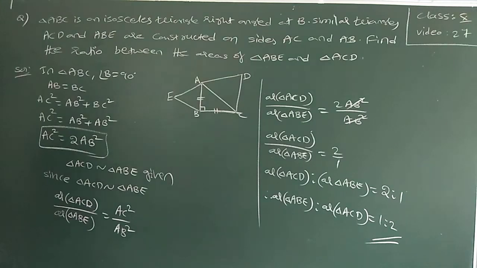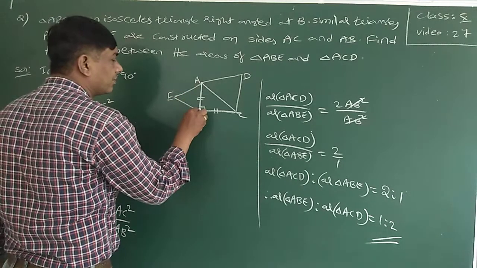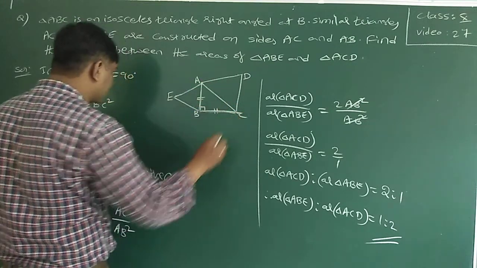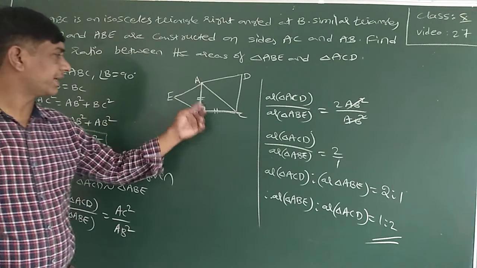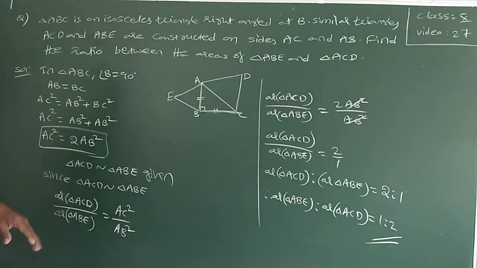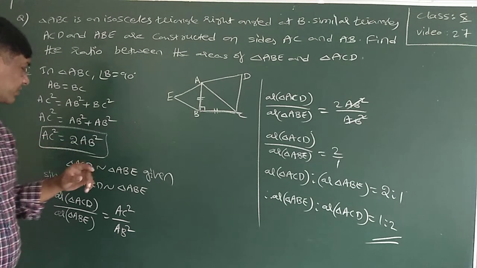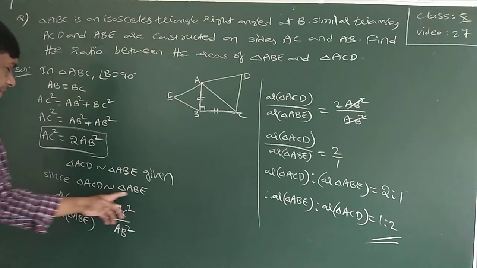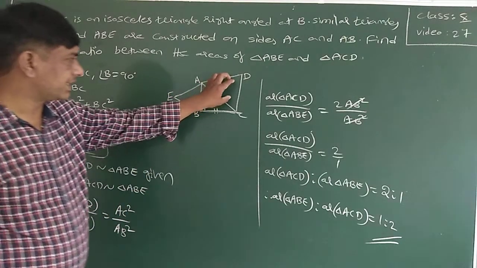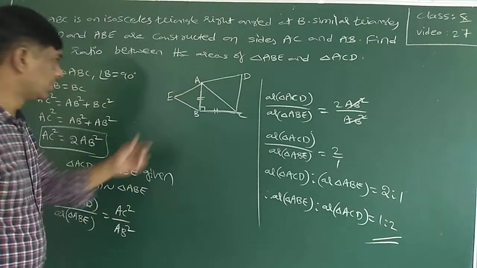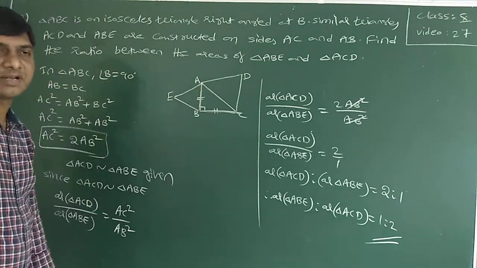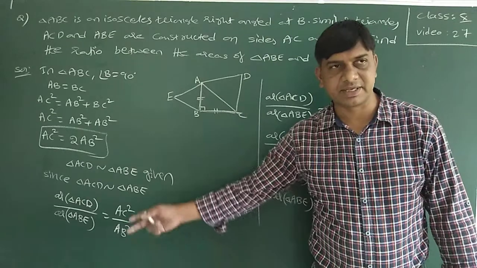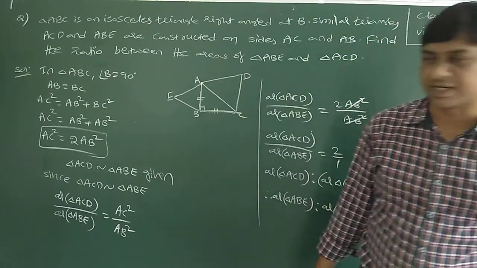Okay. Triangle ABC, AB is equal to BC, they gave. So by Pythagoras theorem, AC square is equal to AB square plus BC square. Now in place of BC square I replaced AB square because BC and AB are equal. So 2AB square is equal to AC square. Now triangle ACD and triangle ABE are two similar triangles. So area of ACD by area of triangle ABE is equal to AC square by AB square, because the ratio of areas of two similar triangles is equal to the square of their corresponding sides.